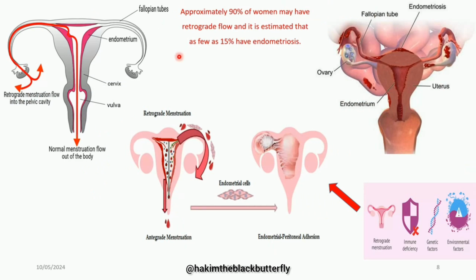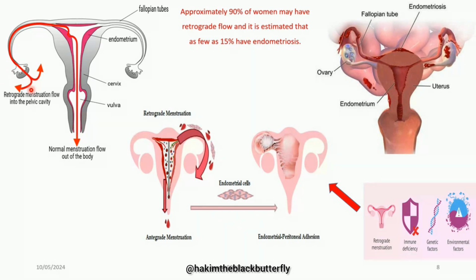Additionally, it's possible for menstrual blood to move in a retrograde fashion into the spaces around the ovaries.